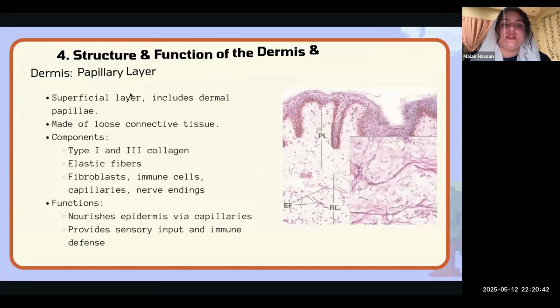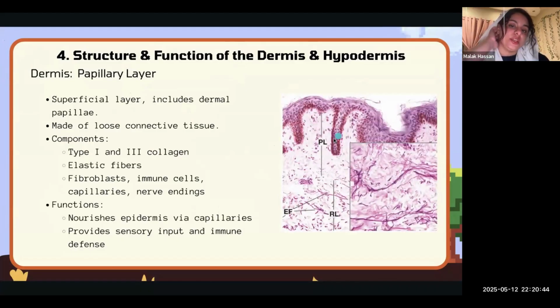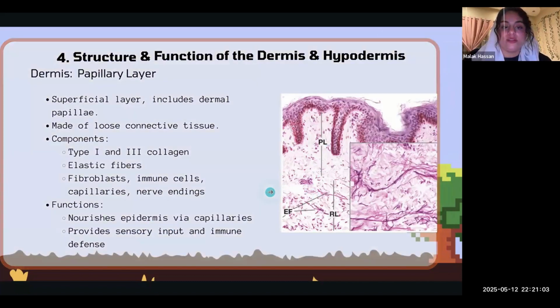And then we have the papillary layer, which is the superficial layer, which includes the dermal papillae, which is this one, the papillary layer, and it's made up of loose connective tissue, and it has type 1 and type 3 collagen, and it has elastic fibers, fibroblasts, immune cells, capillaries, nerve endings, you name it. And the functions are to nourish the epidermis via the capillaries and to provide sensory input and immune defense.